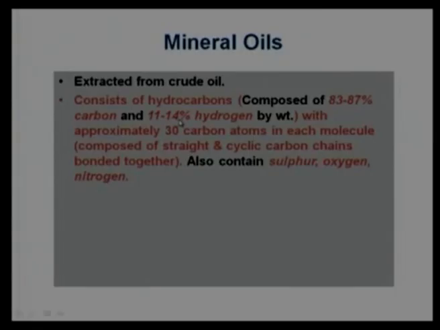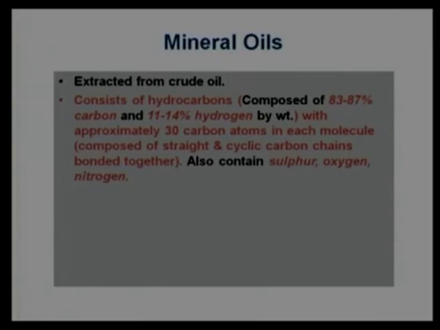To get a proper lubrication, often they are made with a long carbon chain. 30 plus is generally recommended for the mineral oils. In addition to carbon and hydrogen, they often contain sulfur, oxygen, nitrogen. This carbon chain of carbon and hydrogen, when they make bond, they can form in a straight line, they can be in a branch form or in a cyclic form.